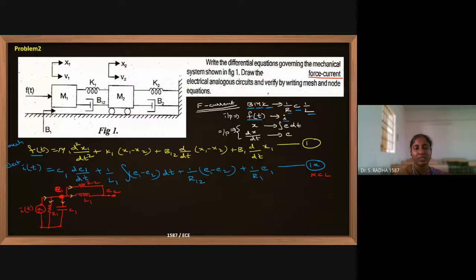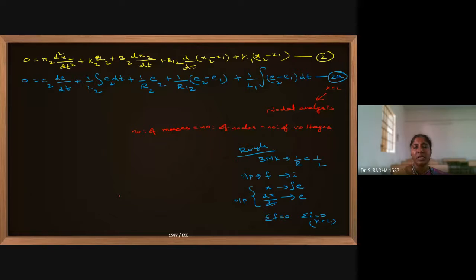This is my second node. Here I have to connect all the components, using equation 2a. I don't have separate current sources, so you need not connect any incoming current. All the other terms are outgoing currents from E2.